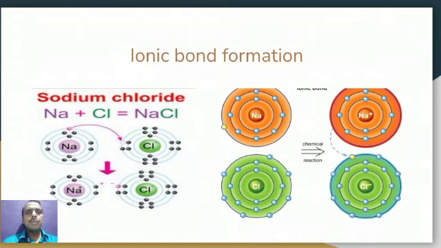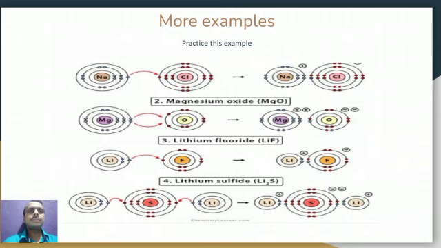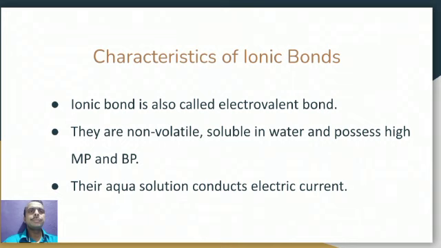And as we know, whenever two oppositely charged ions form, there is an electrostatic force of attraction, and whenever ions of the same charge are formed, there is an electrostatic force of repulsion. So this is the diagrammatic representation of ionic bond formation in sodium chloride. These are more examples showing the formation of ionic bond in molecules like magnesium oxide, lithium fluoride and lithium sulfide.